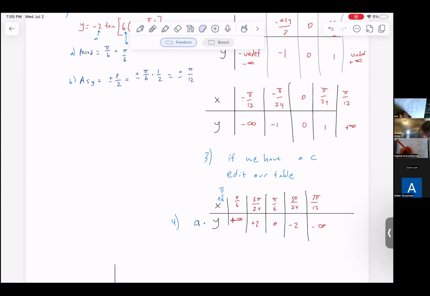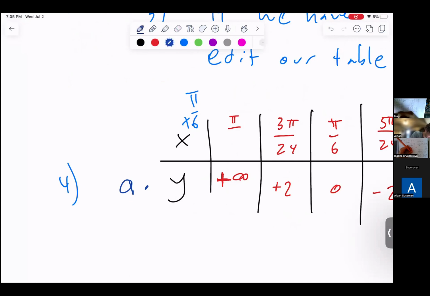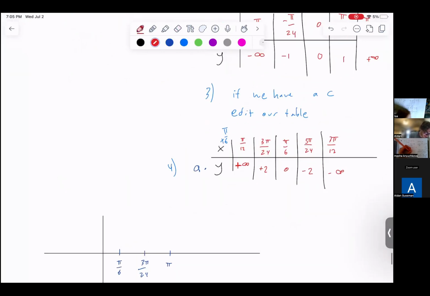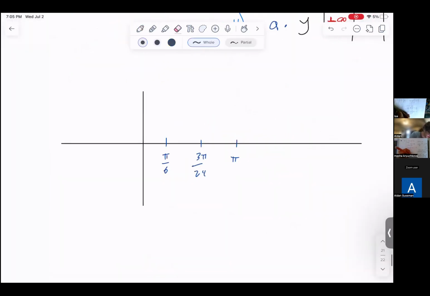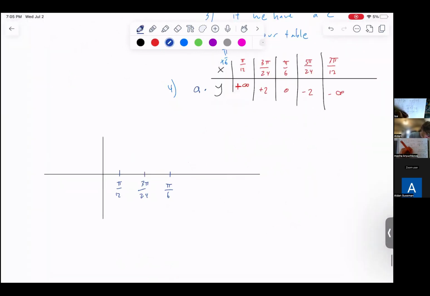This should not be pi over 6. This should be pi over 12. Positive pi over 12. Oops. That's what I meant to write before. That's what we did right when we were adding, but I don't know why I changed that. So let's fix that. That's pi over 12. This one's pi over 6. This one is 5 pi over 24. And this last one is 3 pi over 12.